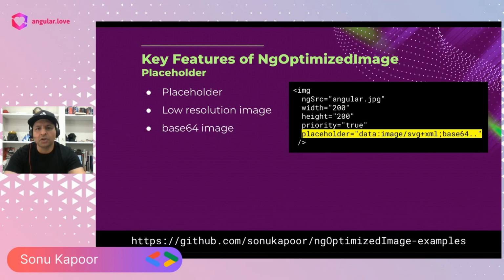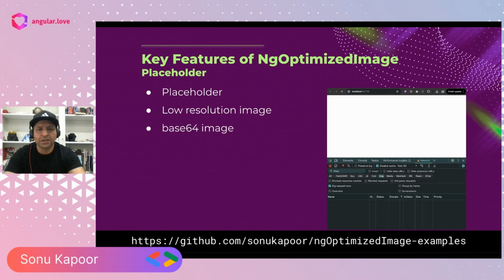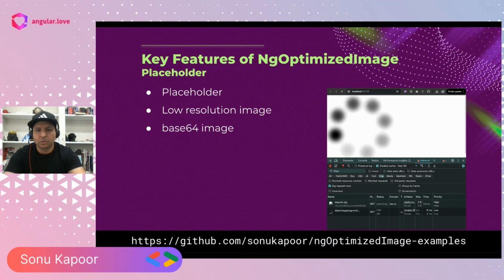But if you want to use a completely different image, then you can also set the placeholder to an encoded version of the image in base64 format. And here's how this could look if you used a base64 spinner. So one thing to keep in mind is that these base64 images should be kept small. Otherwise, you will get an error.